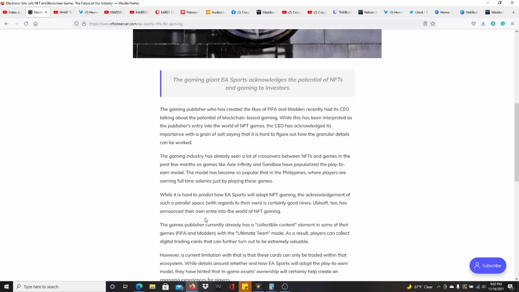Anything that you can do in Madden is clearly going to correlate with NFTs as well. And so I think this is why they're saying that we acknowledge that we have to figure this out, because literally making coins in Madden and making coins in a blockchain is damn near the same thing.